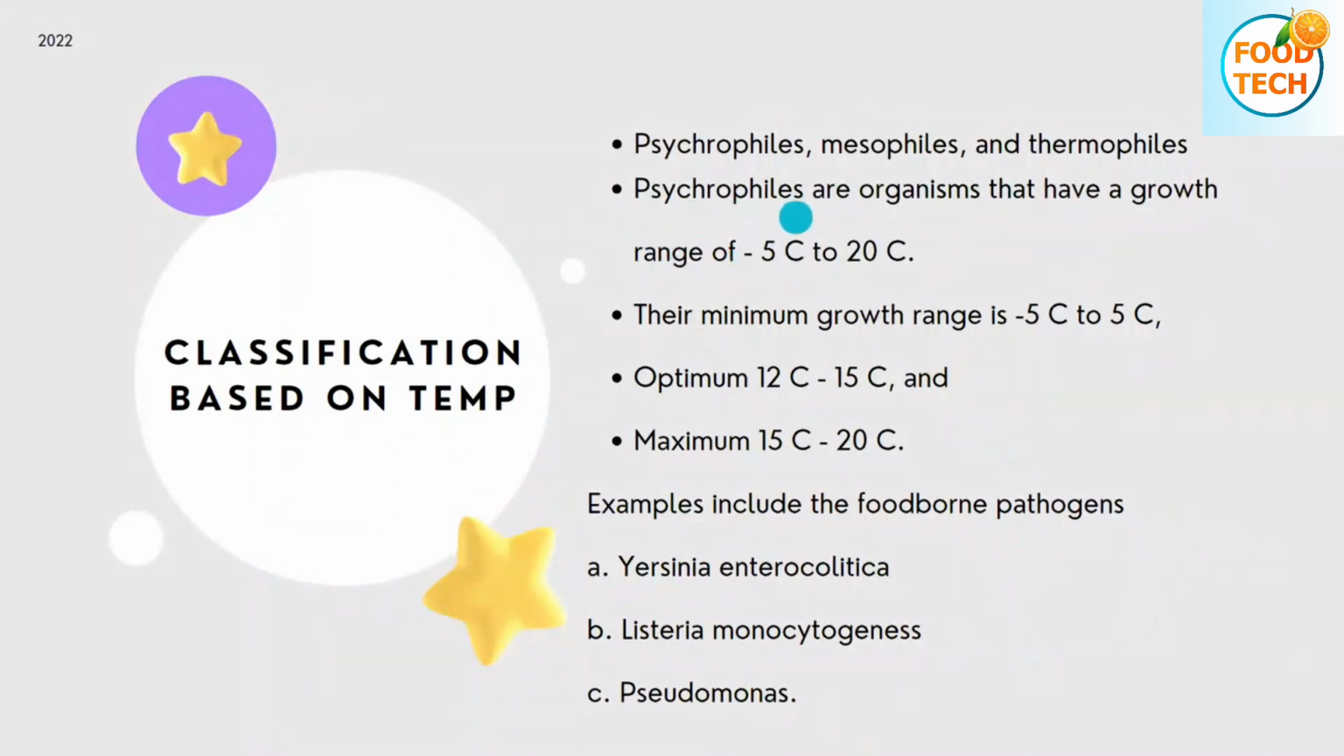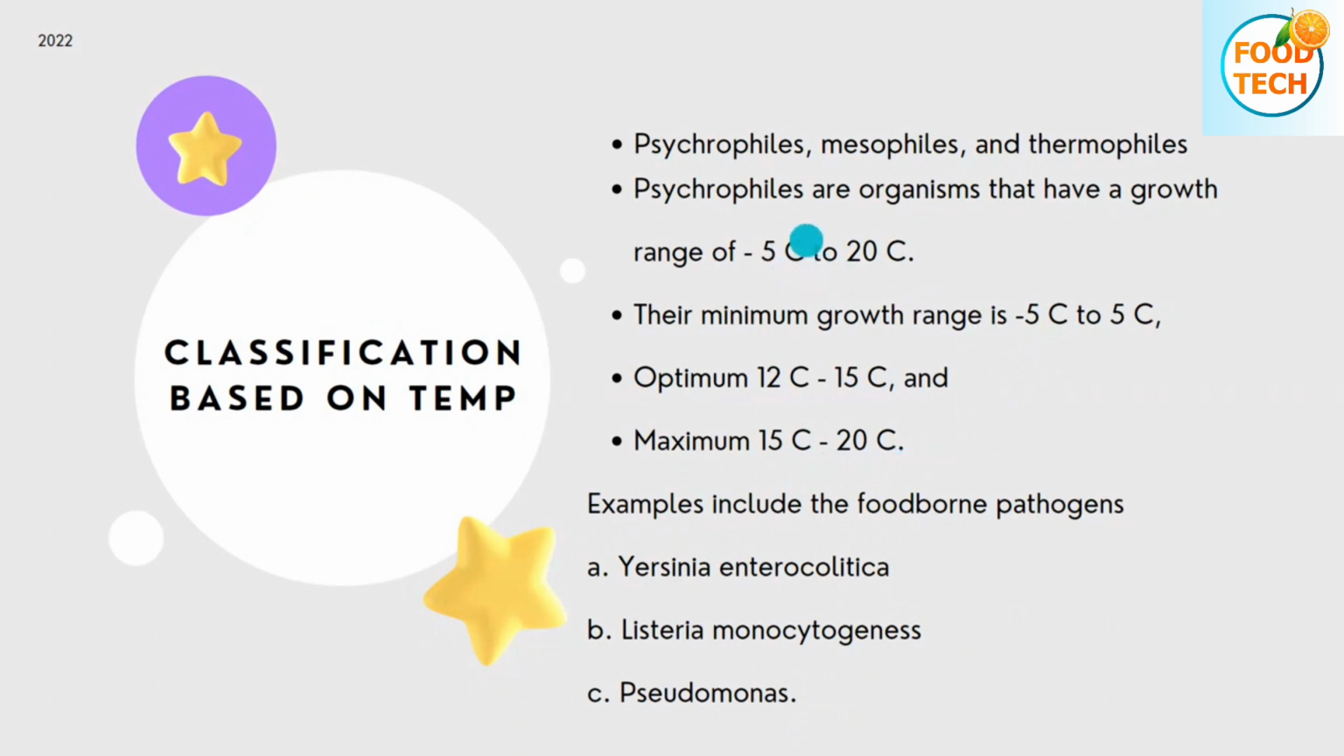Now if you see psychrophiles, these are the organisms which have a growth range of -5 to 20 degrees. So guys, these microbes can survive in sub-zero temperature, I mean, below 0 degrees Celsius. But in the next line, minimum growth occurs when the temperature is -5 to 5 degrees Celsius. Although they love the lower temperature, the optimal growth occurs at 12 to 15 degrees, and the maximum occurs at 20.